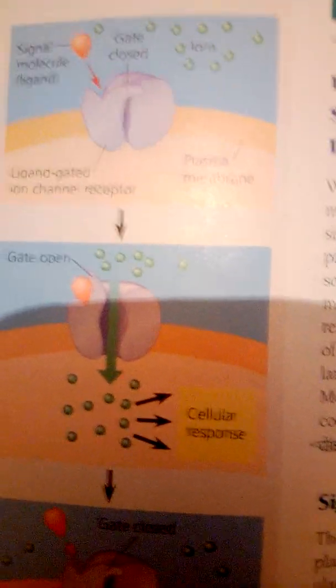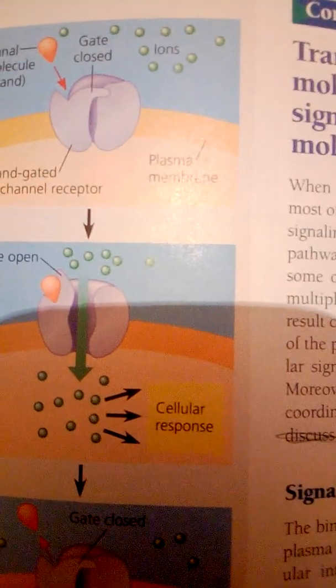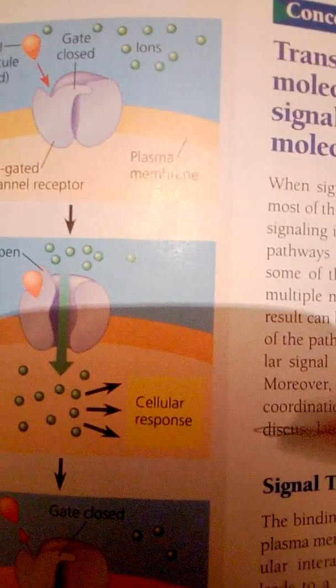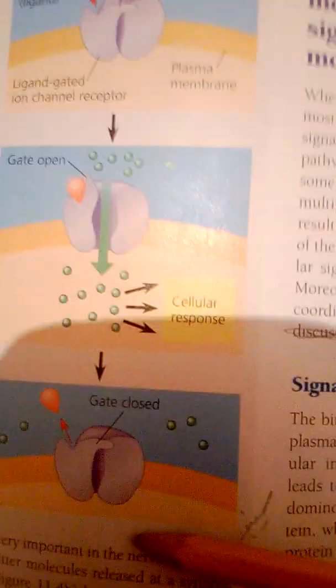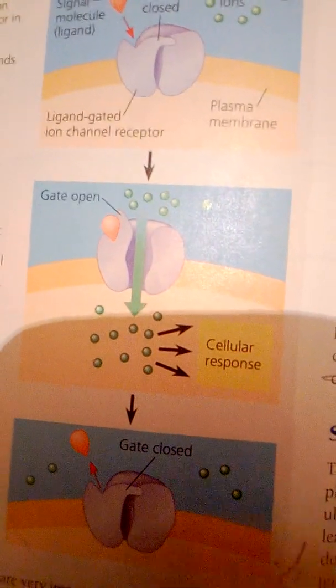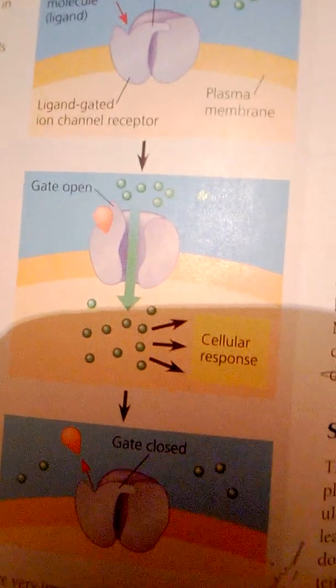and rapidly change the concentration of that particular ion inside the cell. This change may directly affect the activity of the cell in some way. Picture 3. When the ligand dissociates from this receptor, the gate closes and ions no longer enter the cell.